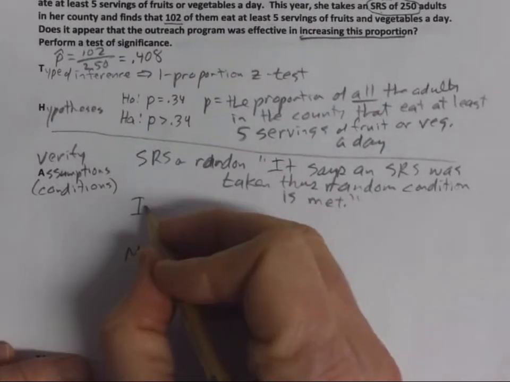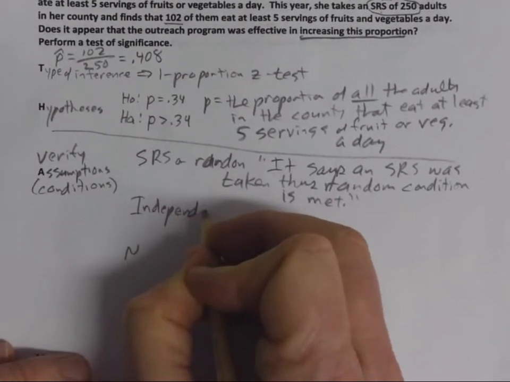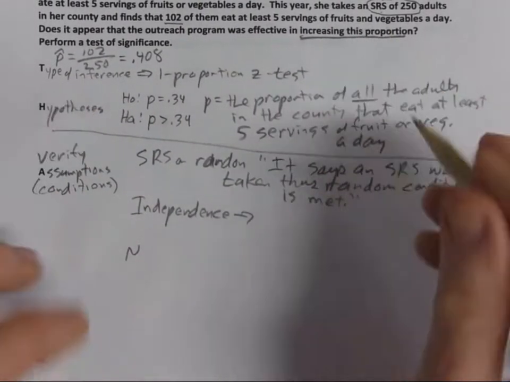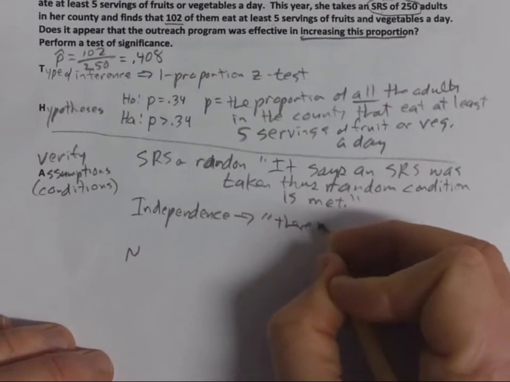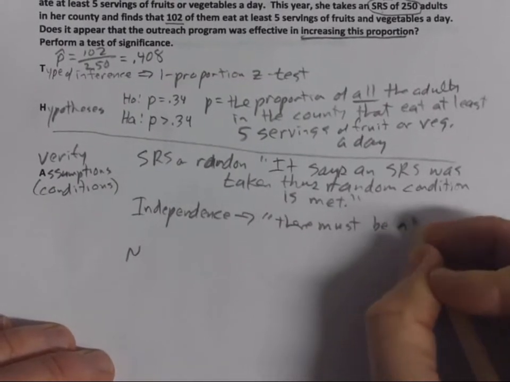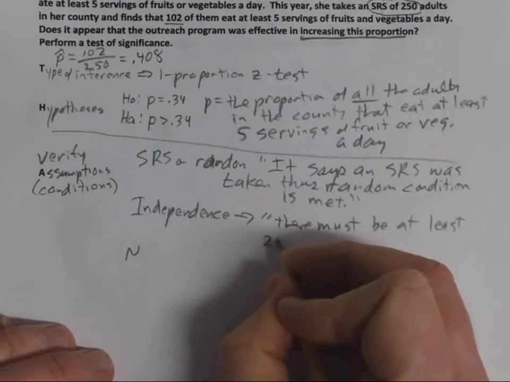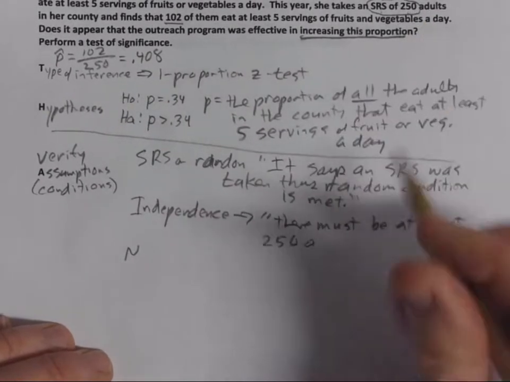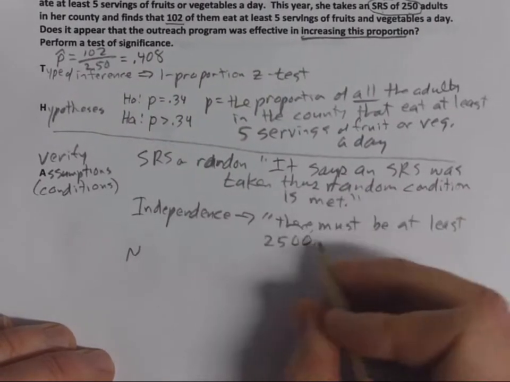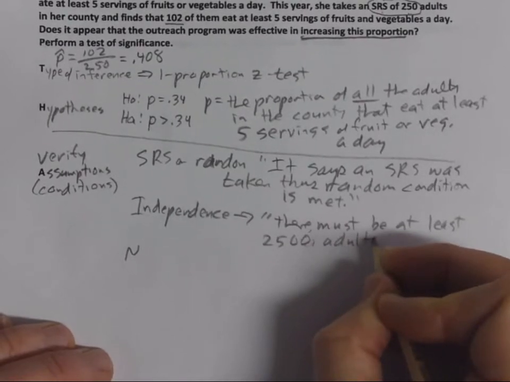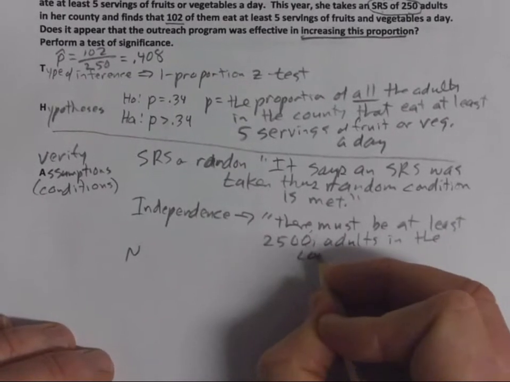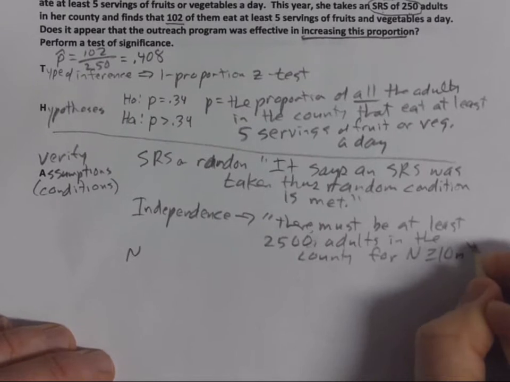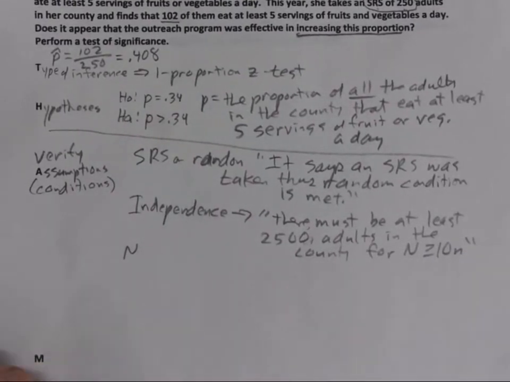All right. Then we have the I, which is independence. Is our population size at least 10 times our sample size? So in this case, our sample size is 250. So you would say this: there must be at least 2,500 adults in the county. Sorry, there's 250 in the sample, so there's got to be 2,500. There must be at least 2,500 adults in the county for our population size to be at least 10 times our sample size. And so you can just write it like that.